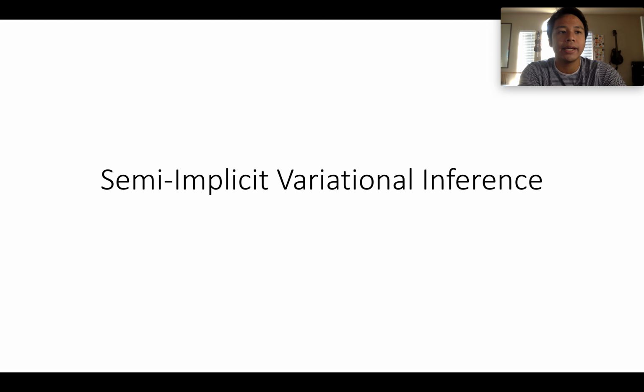Hello. In this presentation, I will describe a variational inference method called semi-implicit variational inference. This method of approximate inference attempts to make variational inference more accurate by introducing more expressive variational distributions. Specifically, it introduces the semi-implicit distributions.